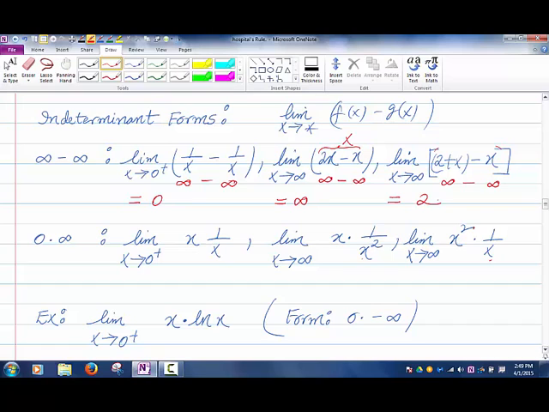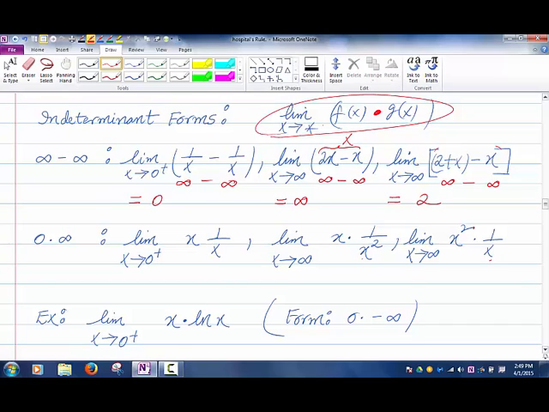Same thing for 0 times infinity. If you are looking at the limit of a product of two functions, f and g, and the limit of one factor is 0 while the limit of the other factor is infinity, then that's an indeterminate form. It doesn't tell you what the limit is. The limit is not necessarily 0. Sometimes people see 0 times infinity and say the limit should be 0. No. The limit could be many things depending on the problem.